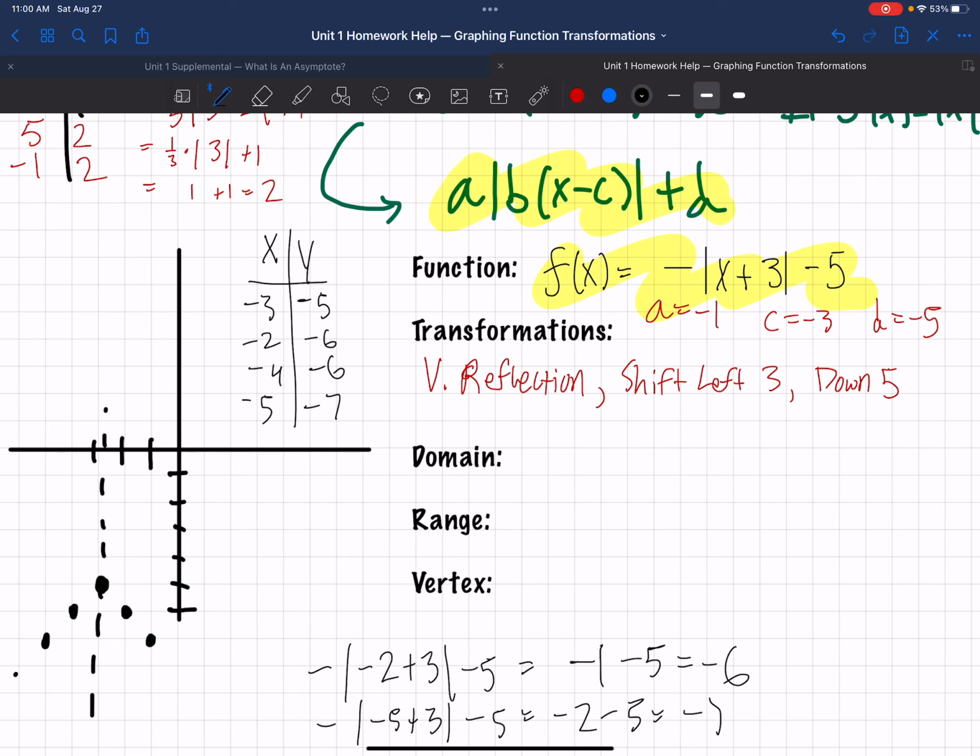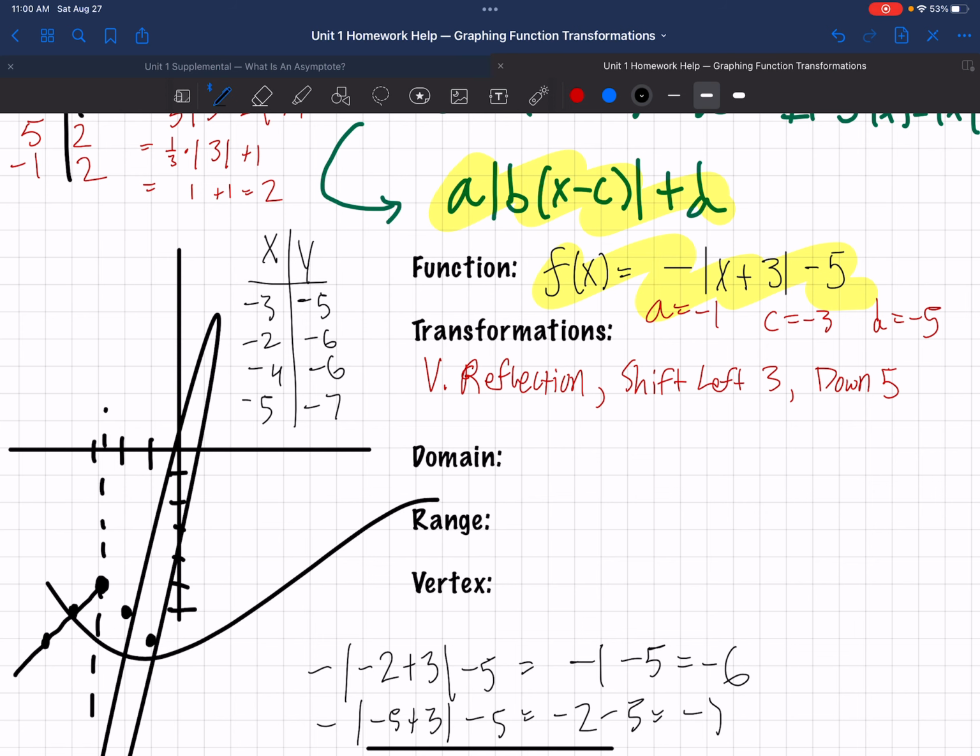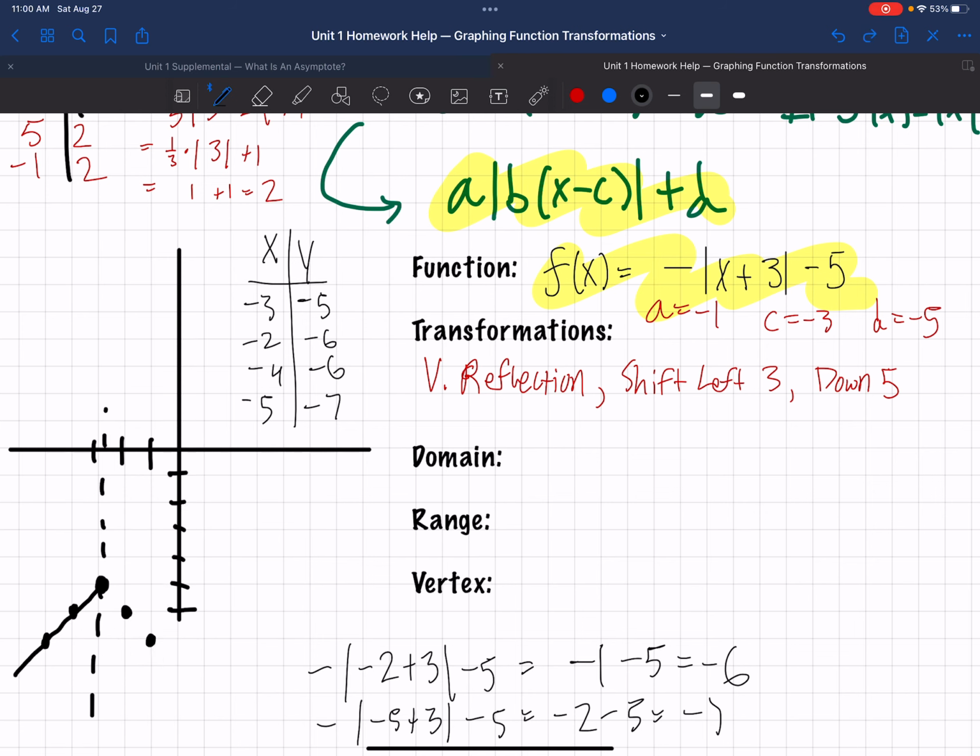Let me draw a nice straight line. Okay, that one's not straight. That's terrible. Okay, that was unnecessary. Let's try that again. All right. Done. Okay? All right, what's my domain?